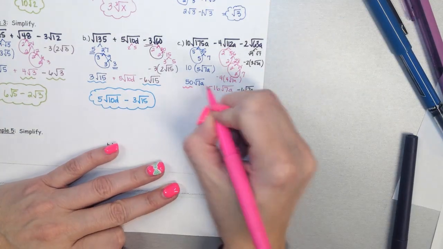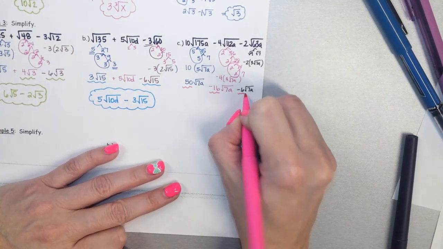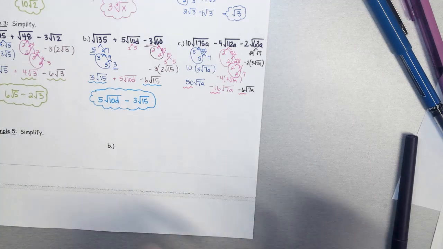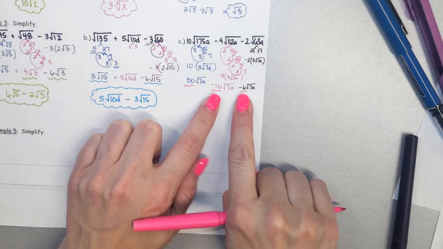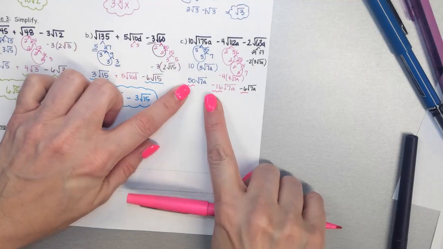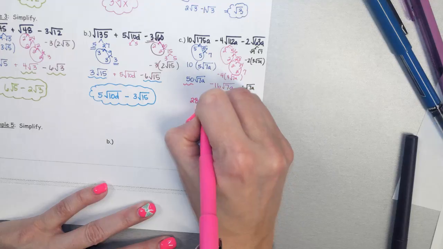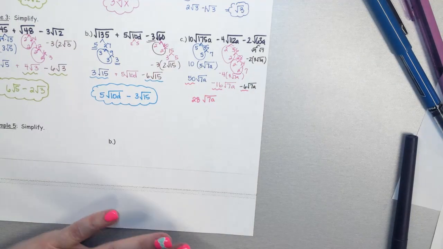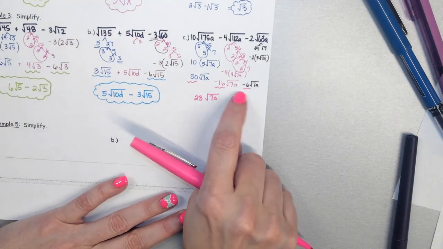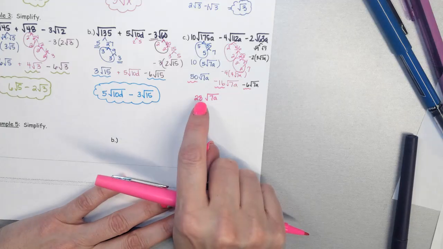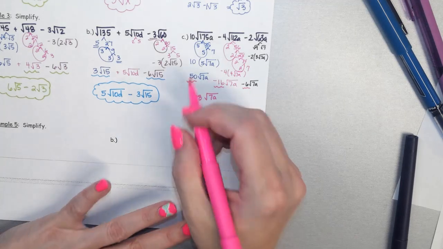So we have 50 minus 16 minus 6. Sometimes I'll actually combine these together first, like this is minus 22. 50 minus 22 is going to be 28, and then square root of 7a. Or actually it'd be easier in your head to do negative. Oh yeah, big old negative, never mind.